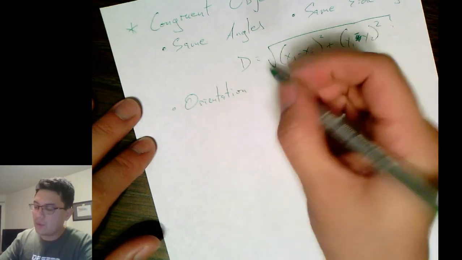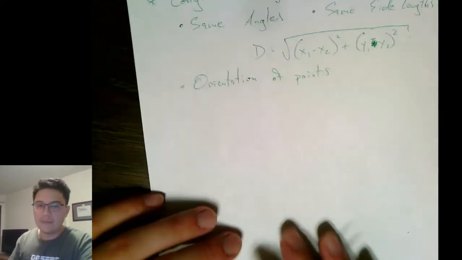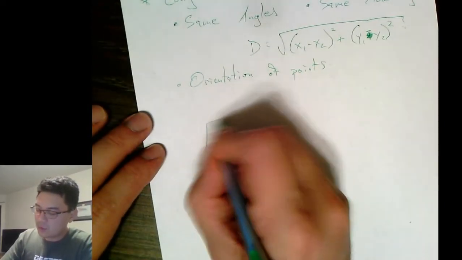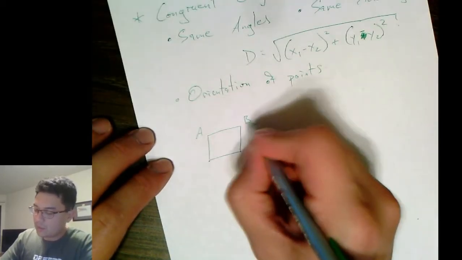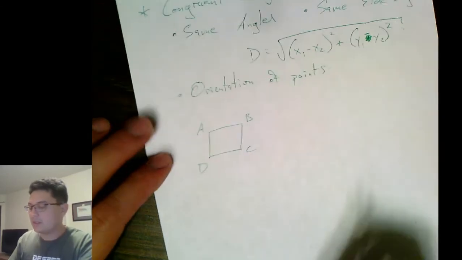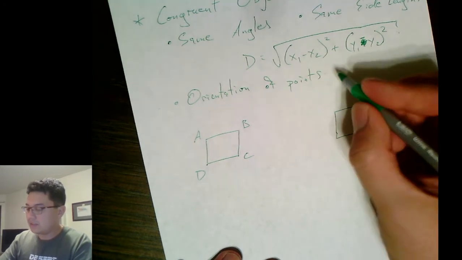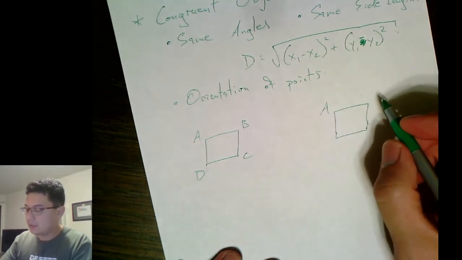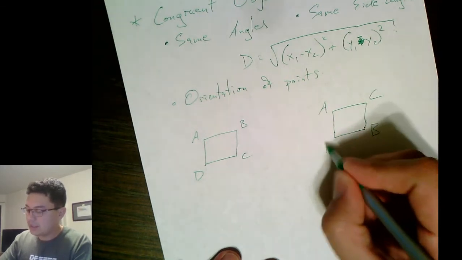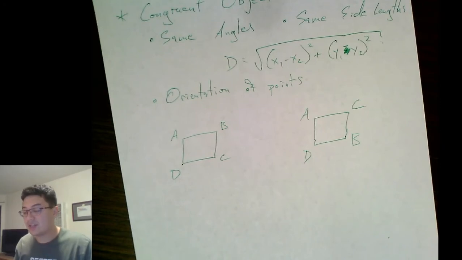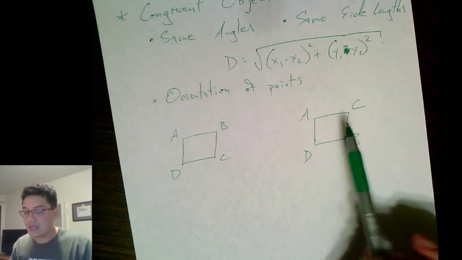It's orientation of points, or distribution of points, I guess is a better way to describe it. To explain that, if I have a square, and I label this point A, this point B, this point C, and this point D, and then I give you another square, and I have it labeled as A, and let's do C, and we'll do B, and we'll do D here. And you're asked to determine the translation that creates this, or determine the rigid motion that would create this.